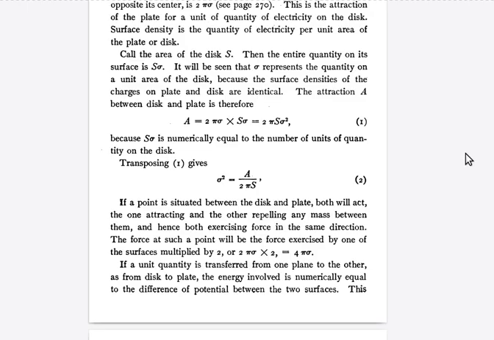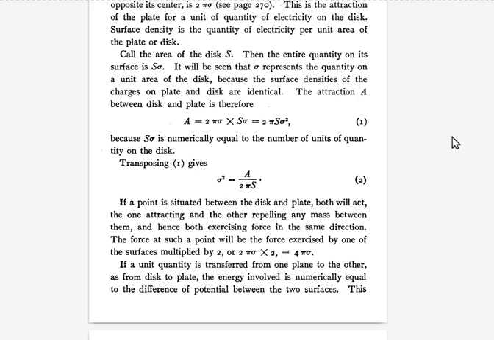Because sigma S is numerically equal to the number of units of quantity on the disk, transposing equation 1 gives sigma squared equals A over 2 pi S. This is equation 2. If a point is situated between the disk and plate, both will act, one attracting and the other repelling any mass between them, and hence both exercising force in the same direction. The force at such a point will be the force exercised by one of the surfaces multiplied by 2. So 2 pi sigma times 2 equals 4 pi sigma.